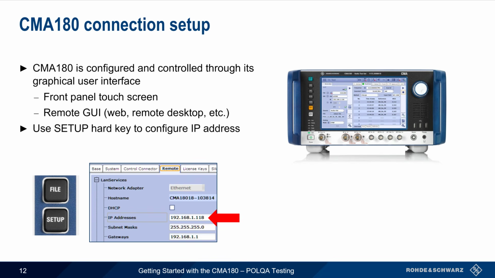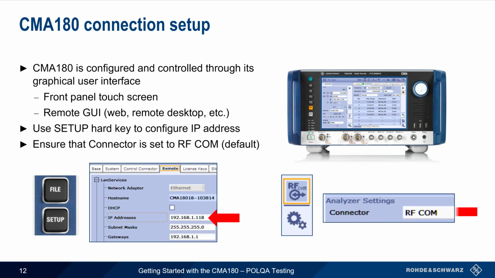The other important interface setting is ensuring that the RF connector is set to the default RF COM port. This can be checked using the configuration icon in the main CMA180 GUI.